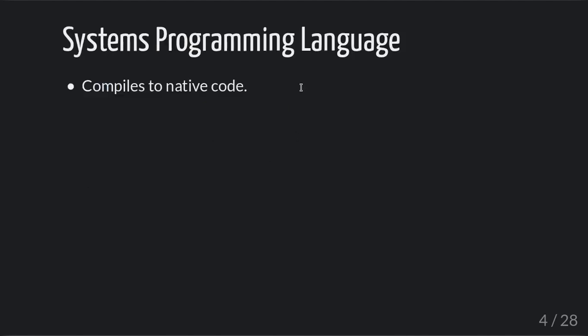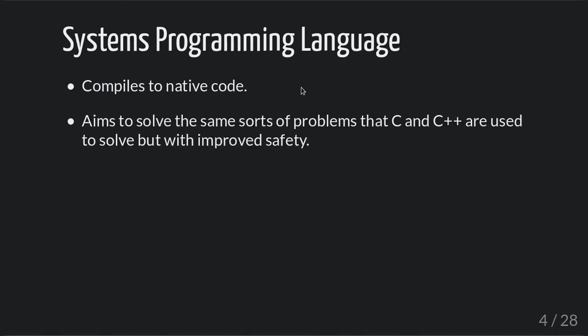So, systems programming language, what does that mean? It means that it compiles to native code and it lives in the same space as C and C++, trying to solve the same sort of problems that they try to solve, or why you would use those. But it does so with improved safety, and that means a few different things, but two of the most important ones are no null pointer dereferencing, a common cause of security issues in C code, and no buffer overflows. And it achieves that through some novel techniques, which I'll get to later.